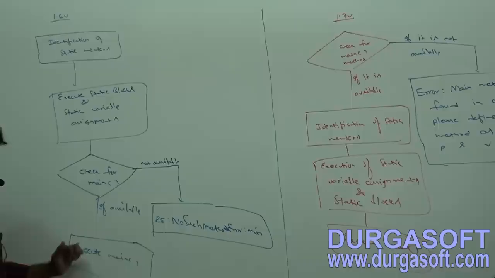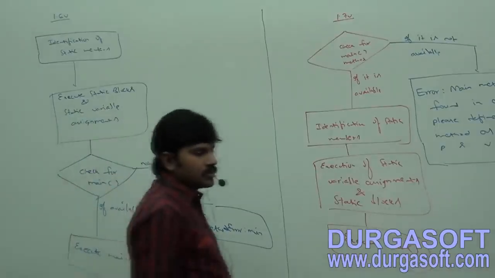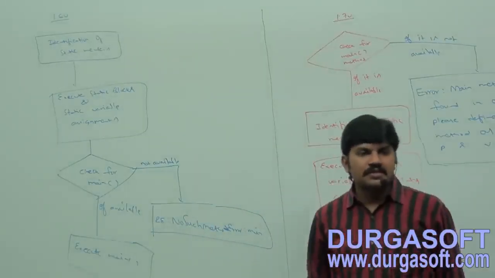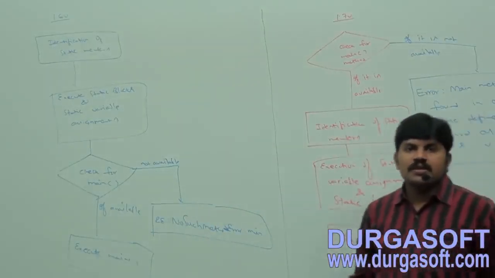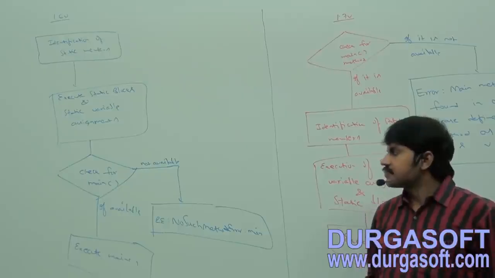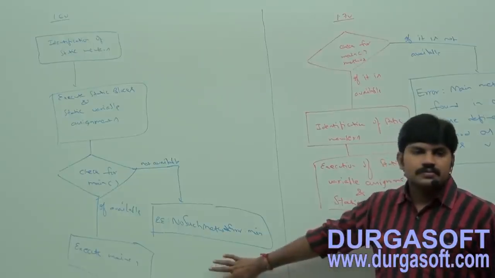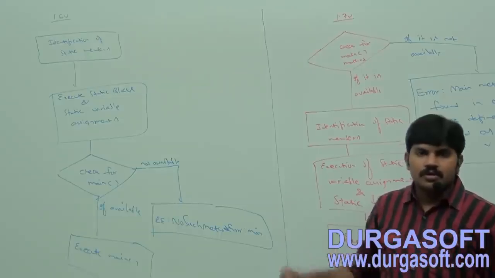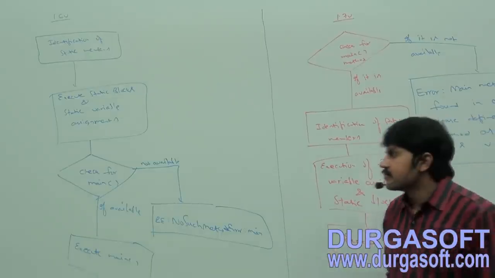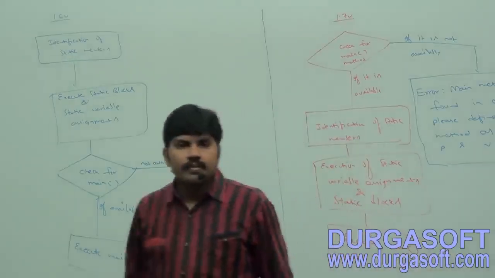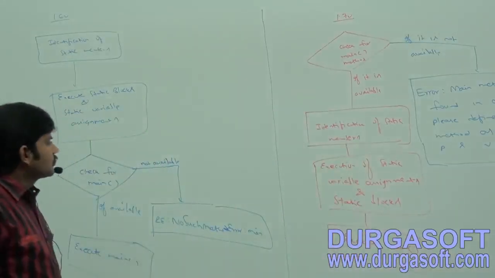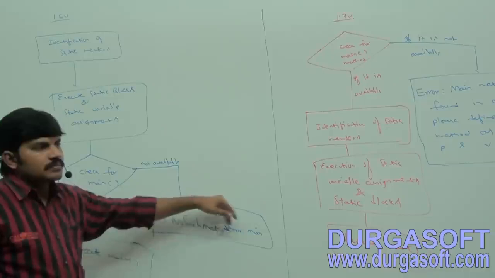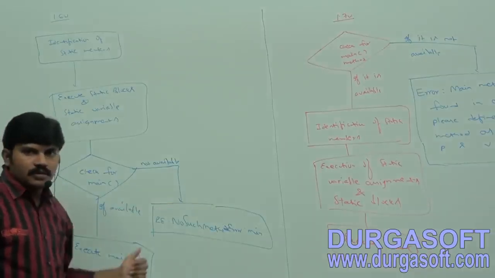Available, execute. Not available, raise runtime exception: no such method error: main. Are you able to understand, right? Completed, I hope.